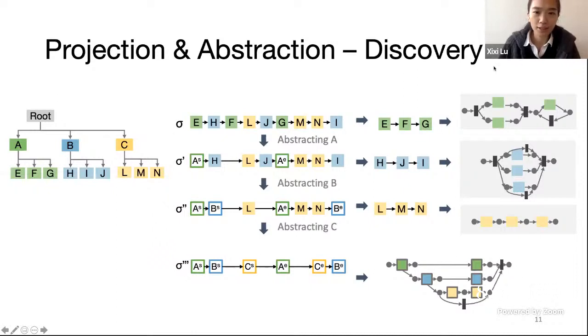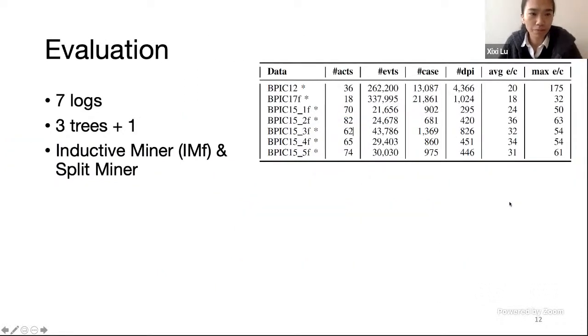So this is our multi-level process model we discover at the end. That was our approach. We apply this approach on seven publicly available logs, which are also used in the discovery benchmark. For each of these logs, we apply these three different ways to compute the activity tree: the domain-based, the flat tree, and the random tree. And we also report the existing quality measures in the benchmark paper.